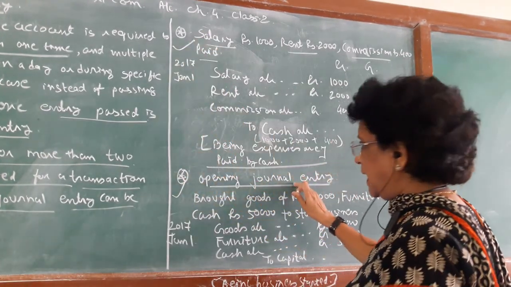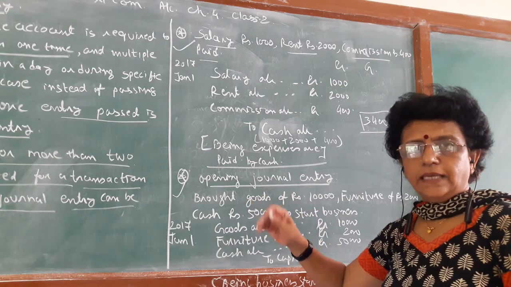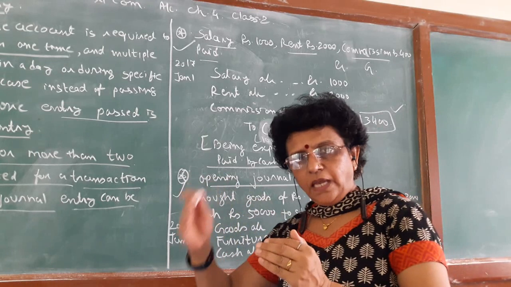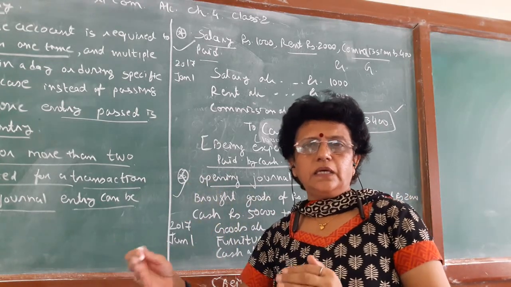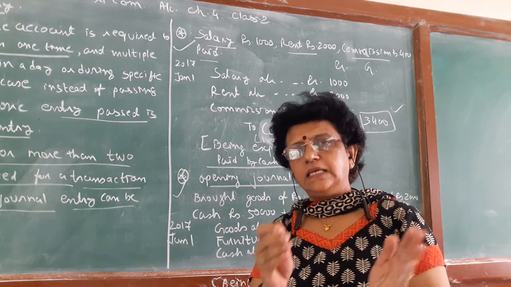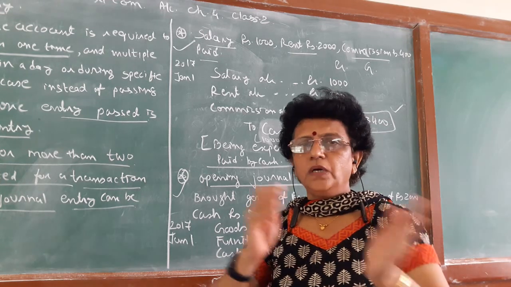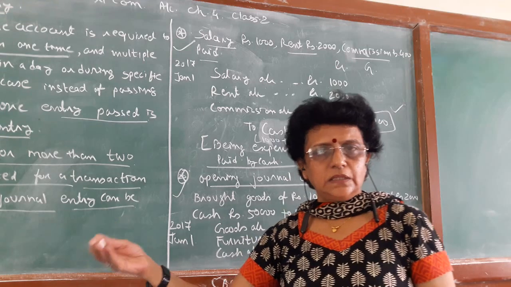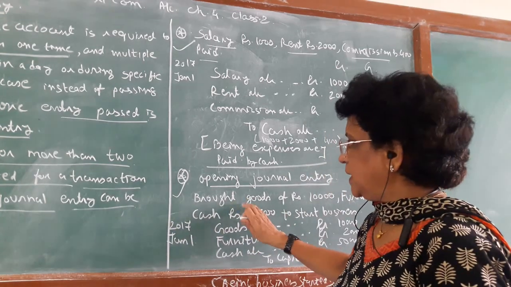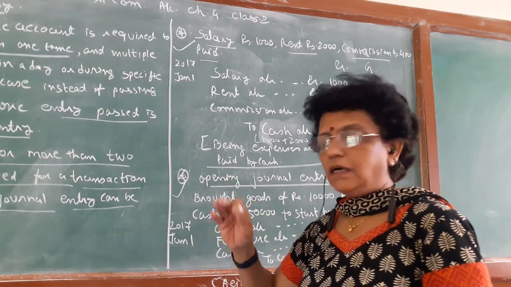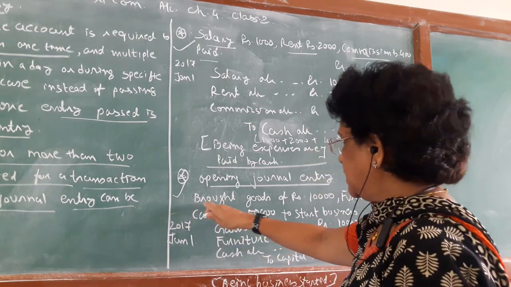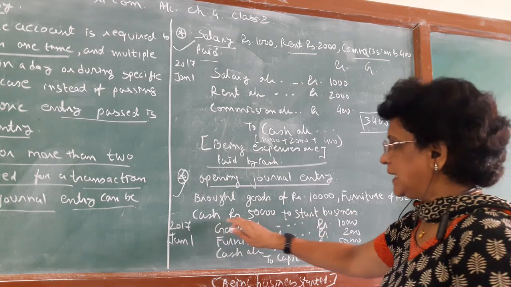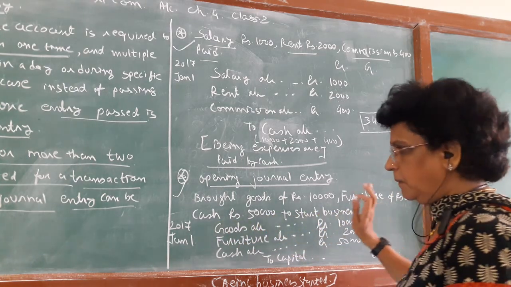When you write the opening journal entry and start a business, once you start a business, then every time the journal will be continued, and the balances of assets and liabilities are transferred from one year to another. At that time, we will write the opening journal entry. Here we are doing an example of starting a business. The transaction is: brought goods of rupees 10,000, furniture 2,000, cash 50,000 to start the business.